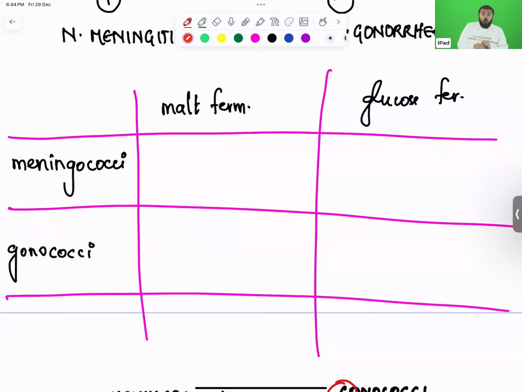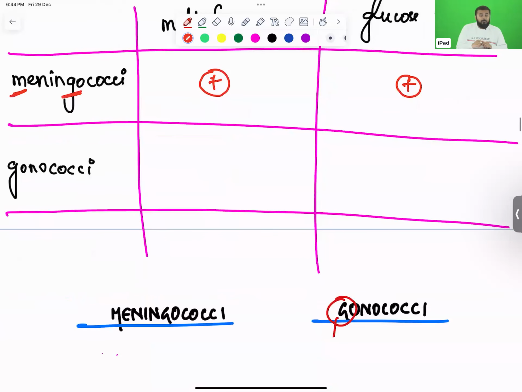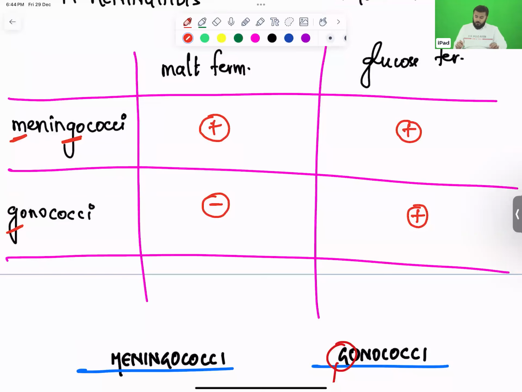Now, in meningococci, we have M. M stands for what? Maltose fermenter. So that is positive. Next, we have G. G stands for what? Glucose fermenter. So that is also positive. But if you look at gonococci, do you have M? You don't have M. What do you have? You have only G. So glucose fermenter. It is not a maltose fermenter. Easy. Everyone understood this? Perfectly clear, right? Very good.